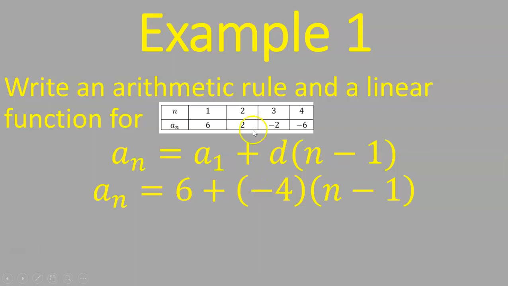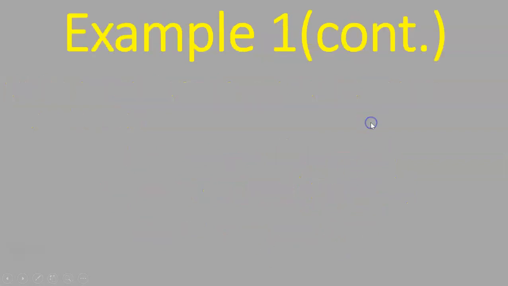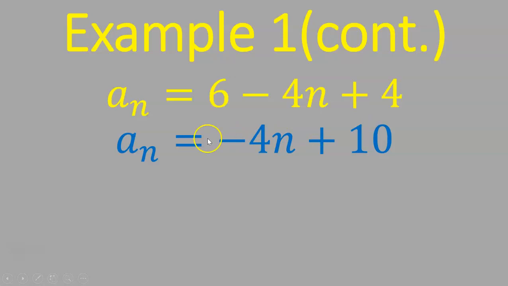And if you're not sure what it is, you just take any number in the sequence and subtract the previous one, okay? And remember, our actual values here are the ones on the bottom. These are just the counters, 1, 2, 3, 4. We're going to distribute that -4. -4 times n is -4n. -4 times -1 is +4. And then we're going to combine those like terms. So a sub n is equal to -4n plus 10.